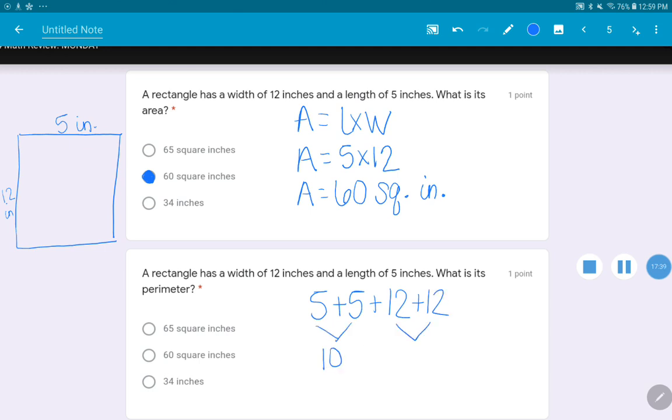Okay, 5 plus 5 is 10. 12 plus 12 is 24. And if I add those together, that gets me 34 inches. Area measures the inside. Perimeter measures around the outside. Okay. Gotta remember those to keep them straight.